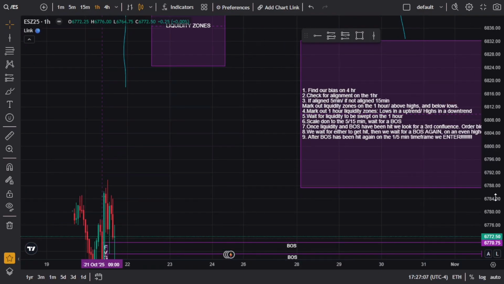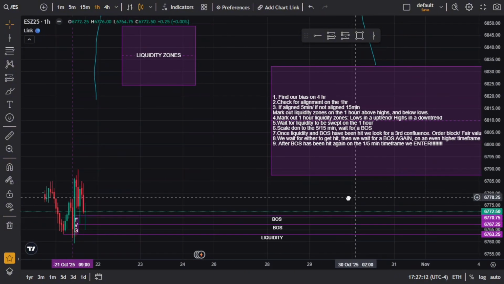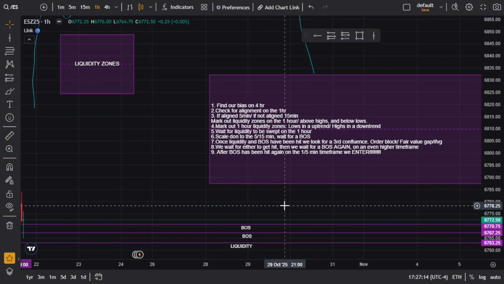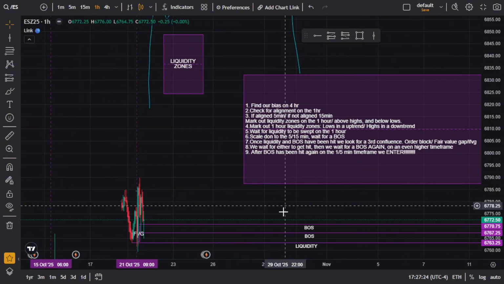Just because you see it skyrocket and it doesn't hit your liquidity zone, that doesn't mean you enter. You have to be patient. Trading is all about patience. I promise you, if you can learn the skill of having patience, you'll go a long way. You'll go pretty far, because that's literally what trading is all about.